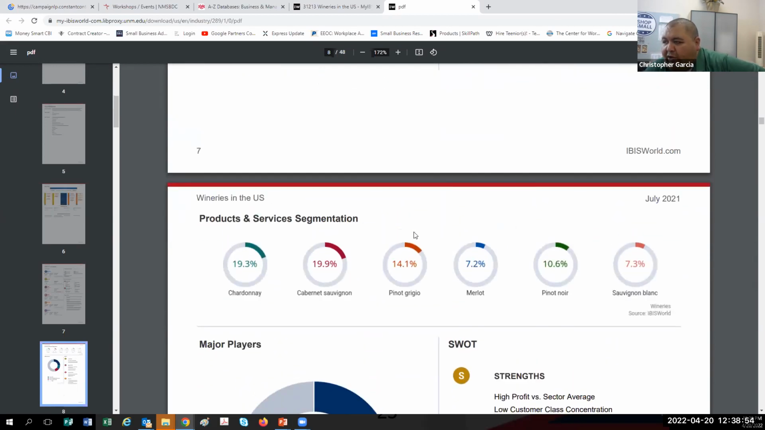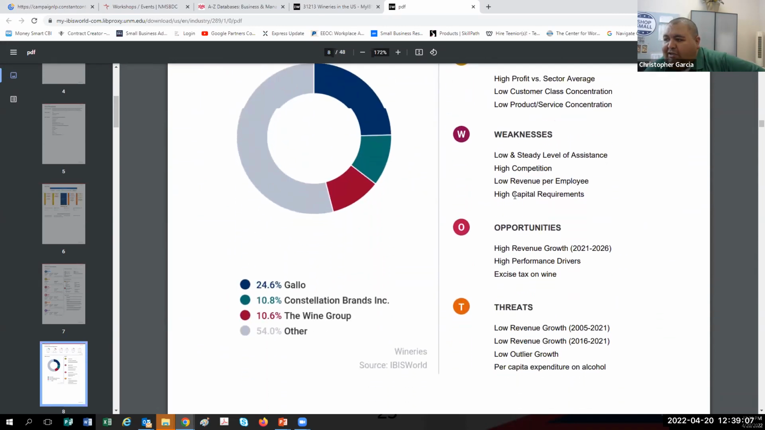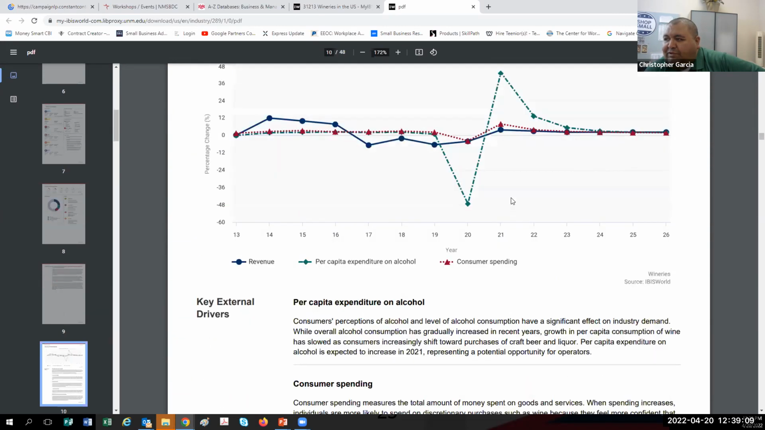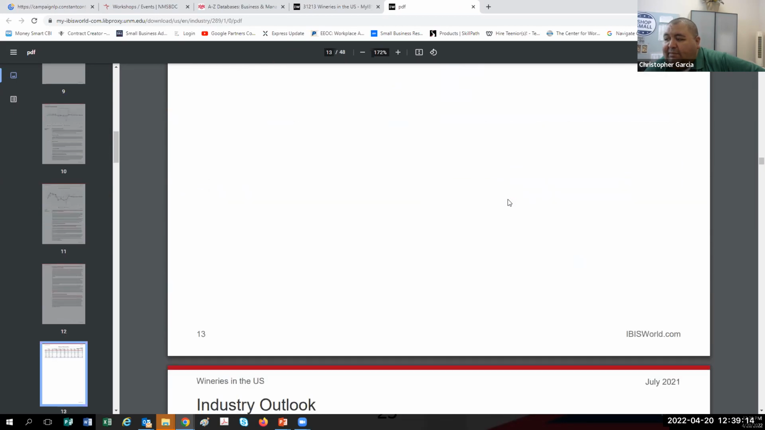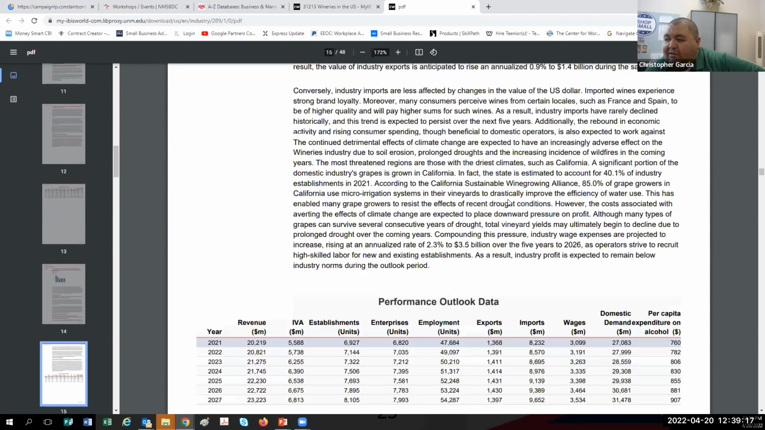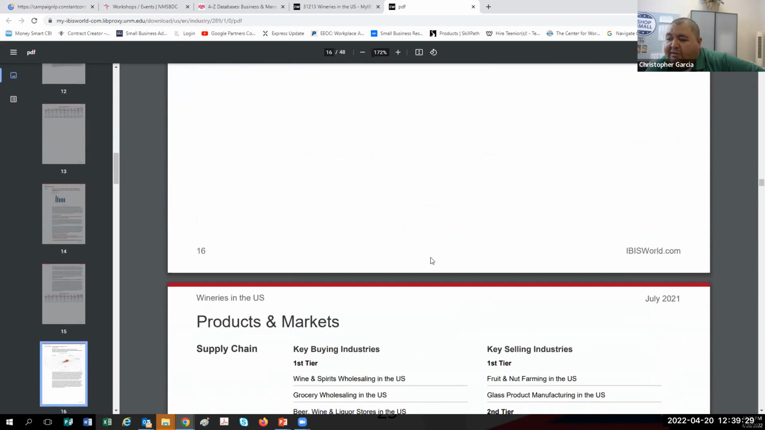So what kind of wine do people like best across the United States? Cabernet Sauvignon. That sounds interesting. And then it gives you the SWOT analysis: strengths, weaknesses, opportunities, and threats. Gives you some insights about how it does compared to its drivers. Then it tells you where this industry is at in the business life cycle, and it looks like it's in the decline. That just means more businesses like this will open than close across the United States.